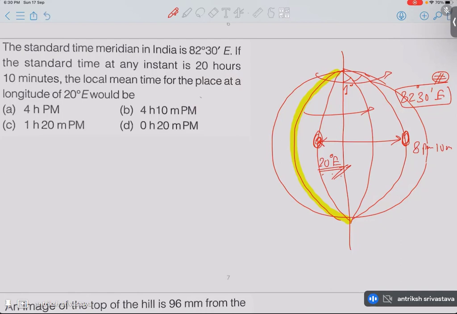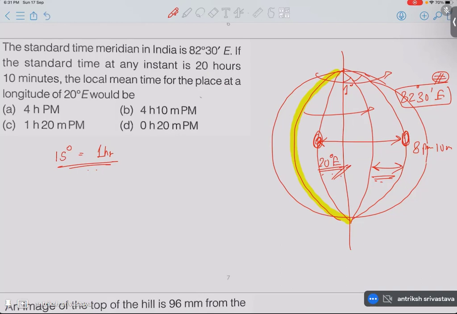Now, who can tell me how many degrees equal to 1 hour? How many degree difference in the longitude equals to 1 hour time difference between the two locations? Because if you know that, you can answer this question. 15 degree. Very good. 15 degree.